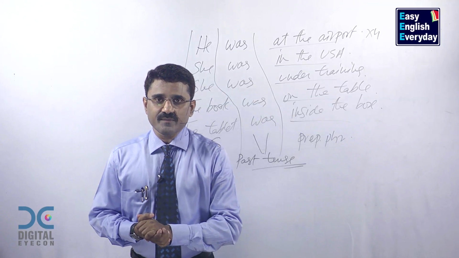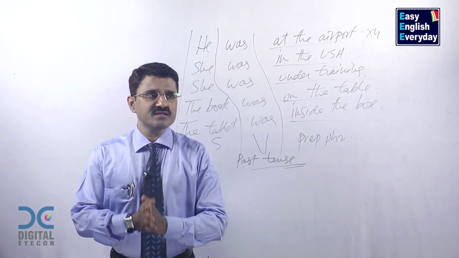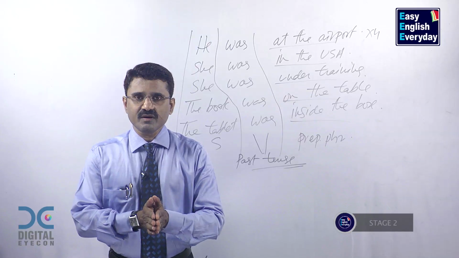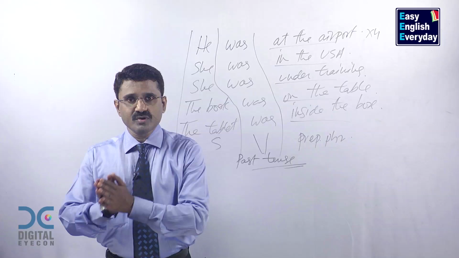She was under training. She was not under training. Was she under training? Wasn't she under training? The book was on the table. The book was not on the table. Was the book on the table? Wasn't the book on the table?